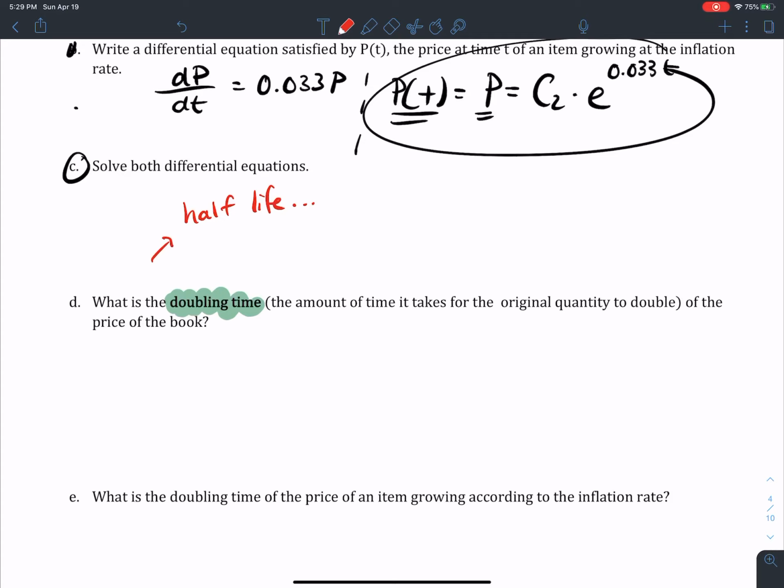Or the same thing with doubling. If I invest something, I want to know when I double, like the rule of 7 and all that crazy stuff, are kind of coming into play. But continuous growth and decay, half time and doubling time are very, very common applications. So we want to do one of those. So what's the doubling time of the price of the book?